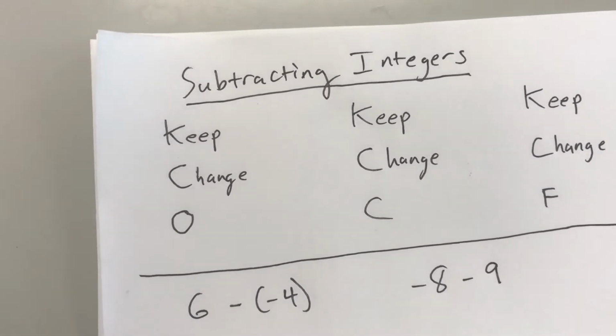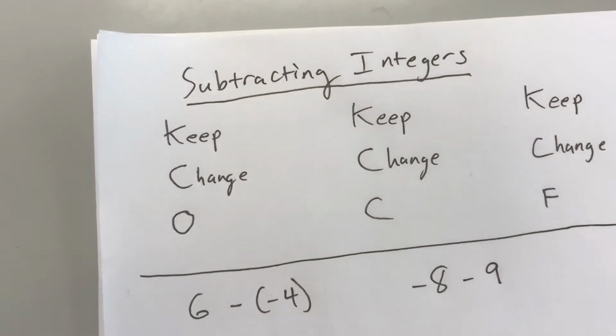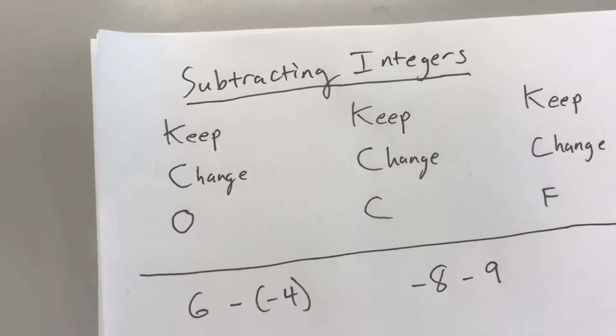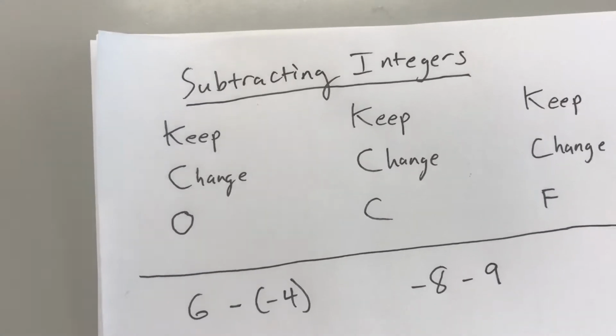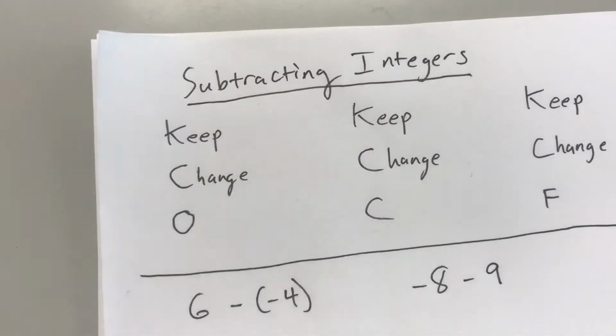Alright, scholars, here's the third video, that's the optional video. Subtracting integers, it's never a thing in the higher level of math, but you still have to know it anyway. And there's three main ways that most people know how to do subtracting integers. It's basically either with KCO, KCC, or KCF, whatever is memorable for you.